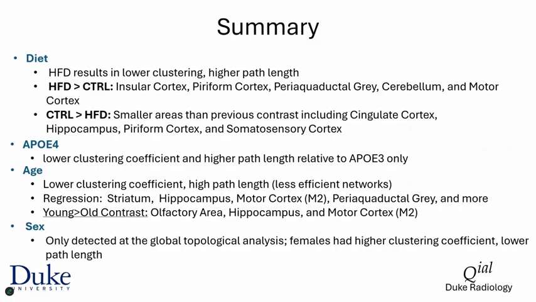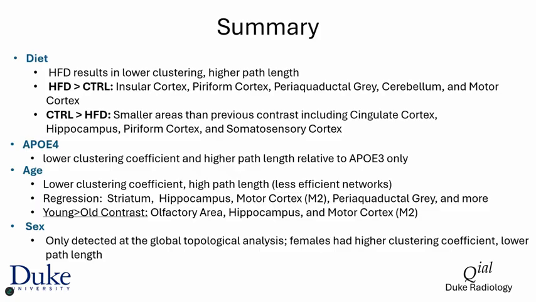This is a summary of our results. We noticed that high-fat diet resulted in lower clustering, but higher path length. When high-fat diet had stronger connectivity than the control diet, we saw specific regions like the insular cortex, the piriform cortex, but there are also much larger clusters. And this was not aligned with our initial hypothesis, so it was a bit of a surprising result. Our other contrast, which is when control diet had a stronger connectivity than high-fat diet, we saw some regions in the hippocampus and the cingulate cortex.